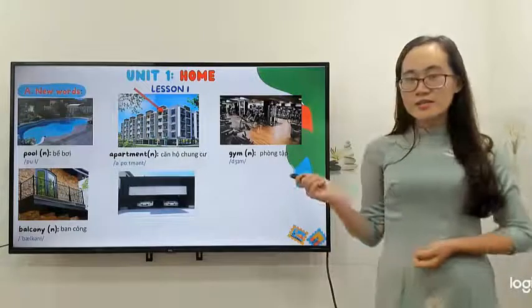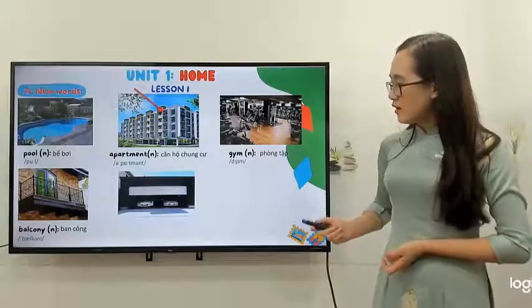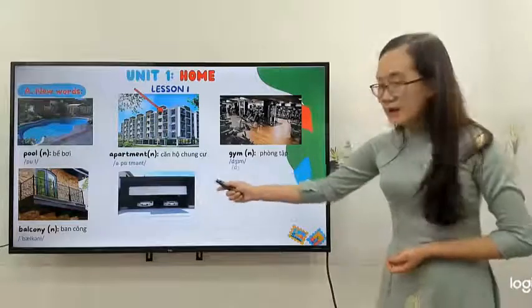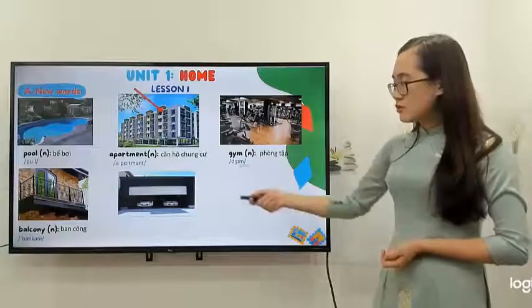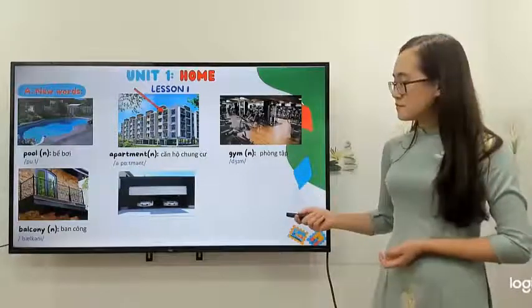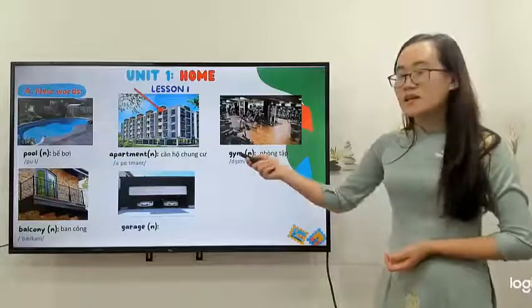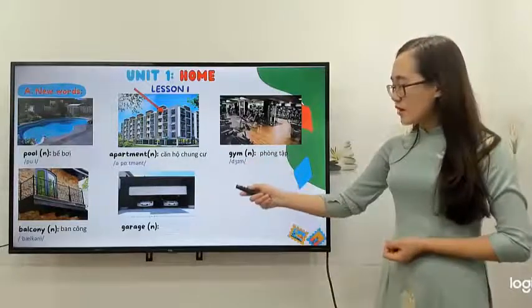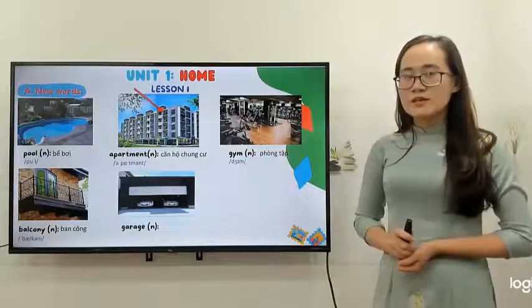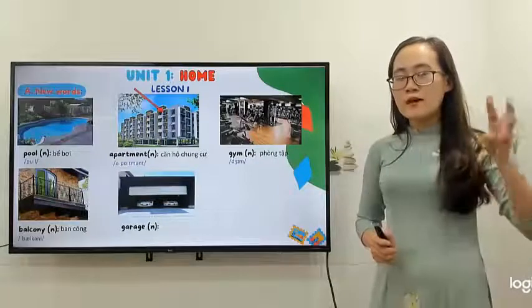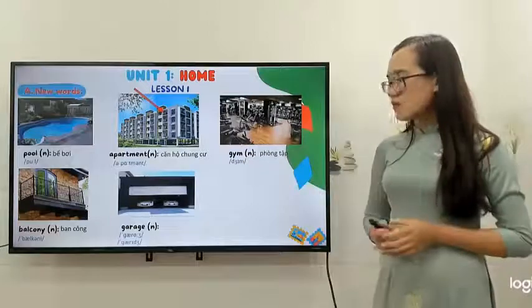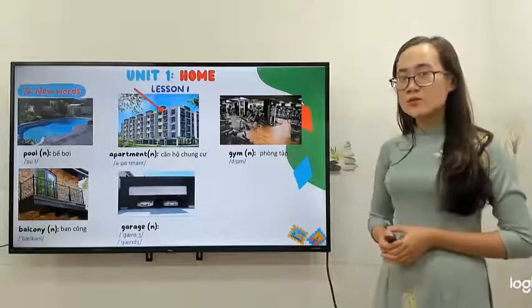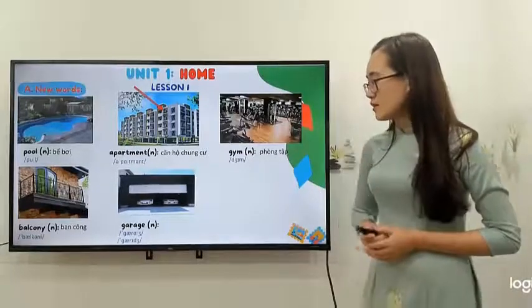What can you see on this picture? I can see two white cars inside a room. So do you know what is this room? This is a garage. Garage. Các bạn ơi, các bạn chú ý cho cô, từ này chúng ta có 3 cách phát âm nhé. Cách phát âm đầu tiên và cách phát âm số 2 có âm nhấn giống nhau. Chúng ta sẽ nhấn ở âm đầu tiên.